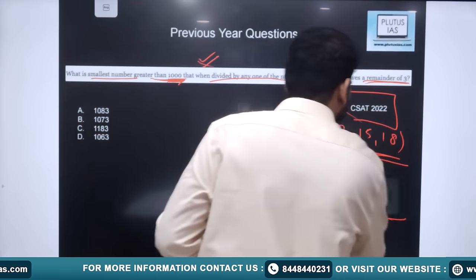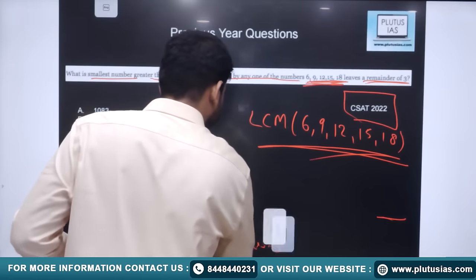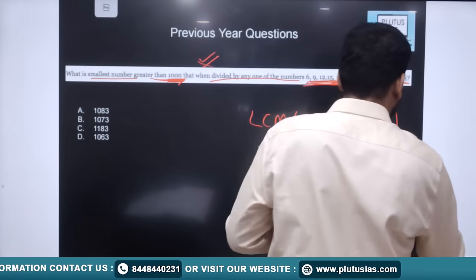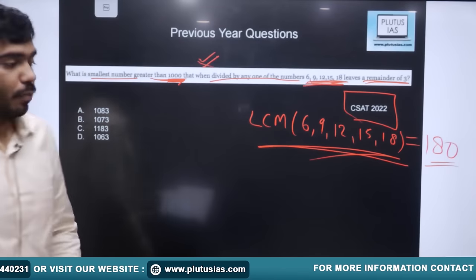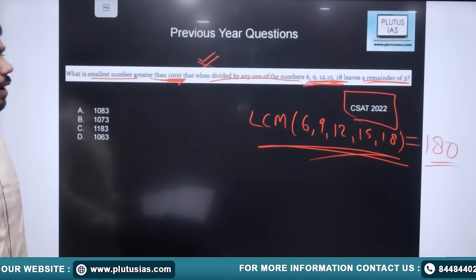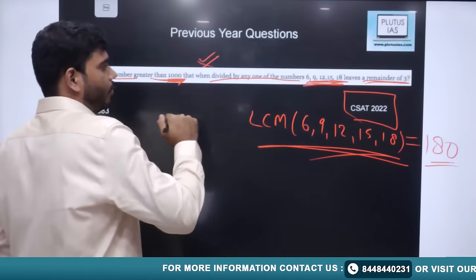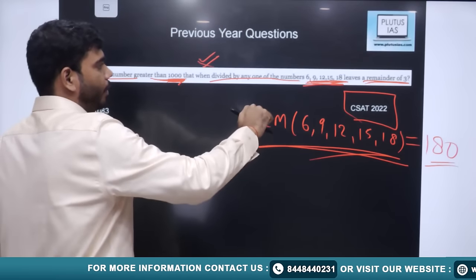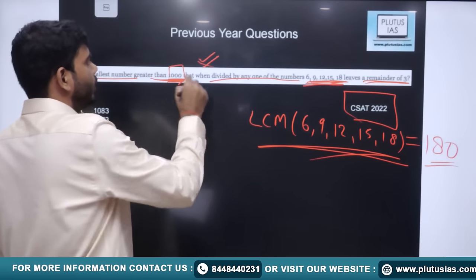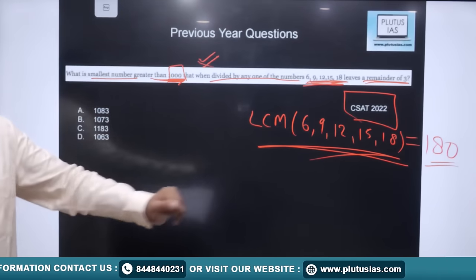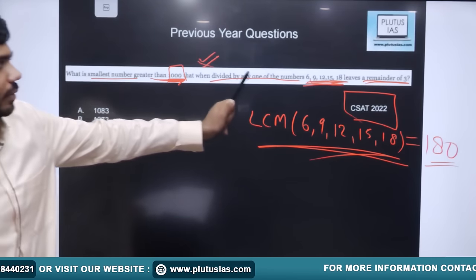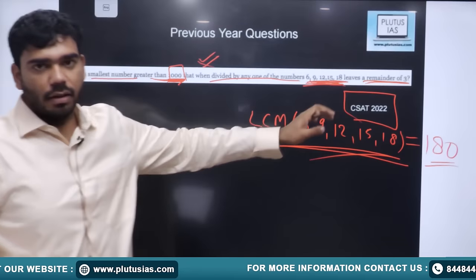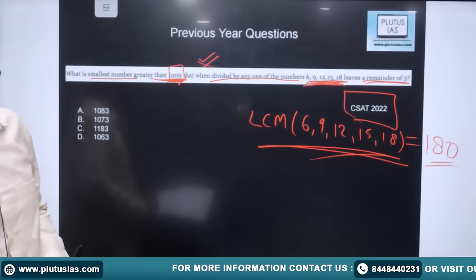Okay, so I am removing all of this now. So what we have said till now, the LCM of these 5 numbers is 180. Now what we have to do is a very simple thing. We need to find a multiple of the LCM that should be greater than 1000. And then we have to add 3 so that we get a remainder of 3 when we divide the number by these 5 numbers.